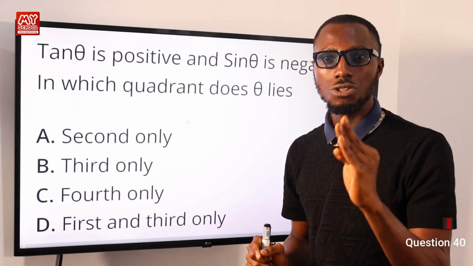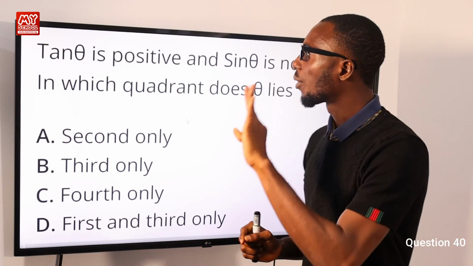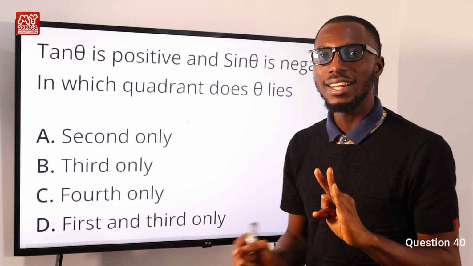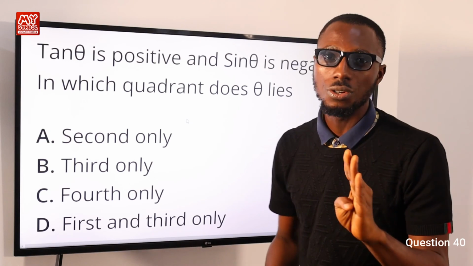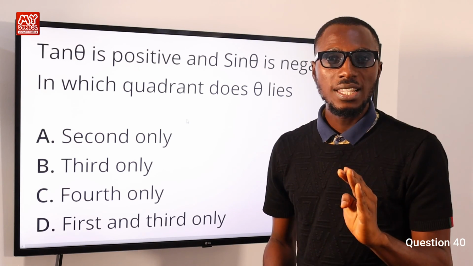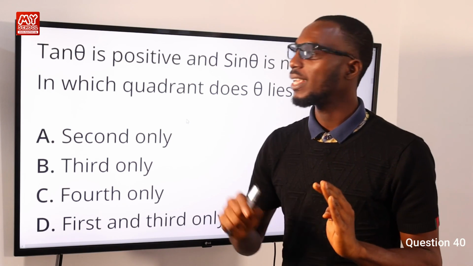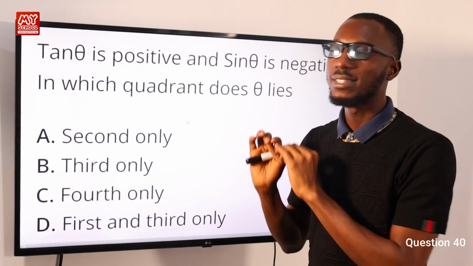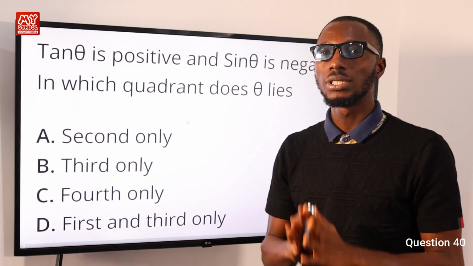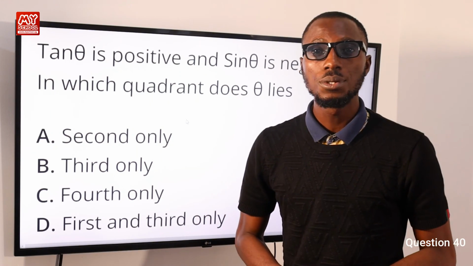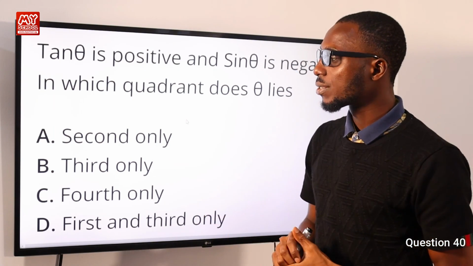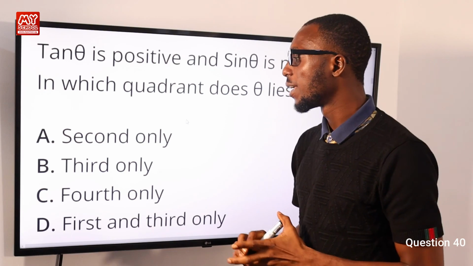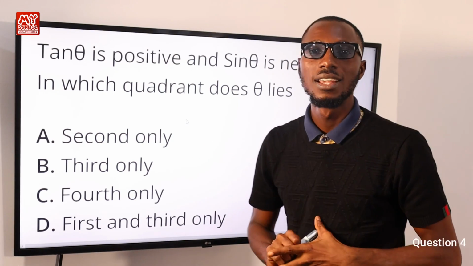Now in the third quadrant, tan is positive, sine is negative, cosine is negative. Going to the fourth quadrant, cosine is positive, sine is negative, tan is negative. So in which of the quadrants did we find that tan is positive? That makes it the third quadrant. Which of the options carries the third quadrant only? That is option B. Tan is positive in the third quadrant only, where sine is negative.